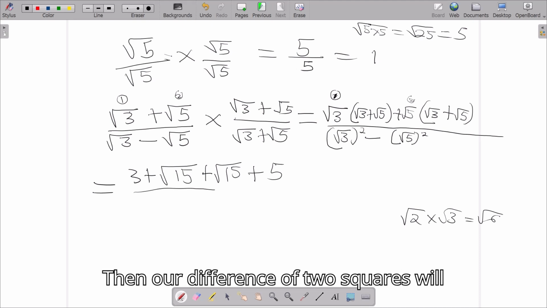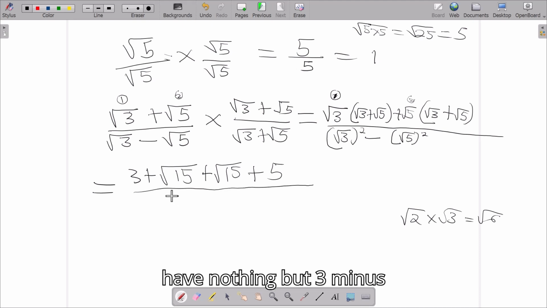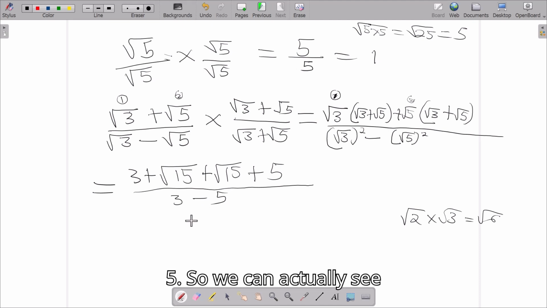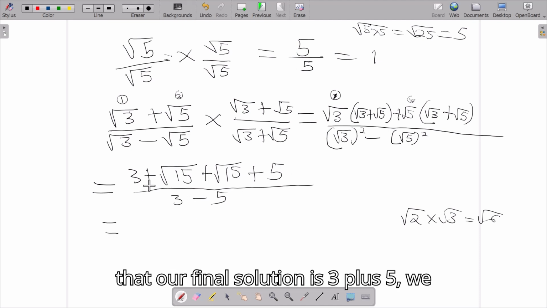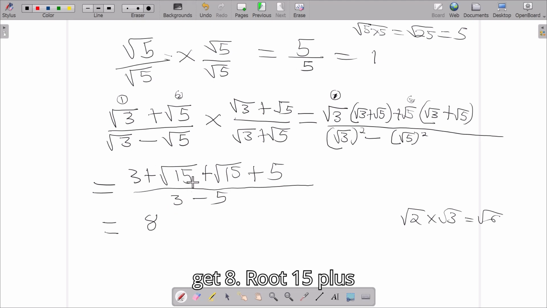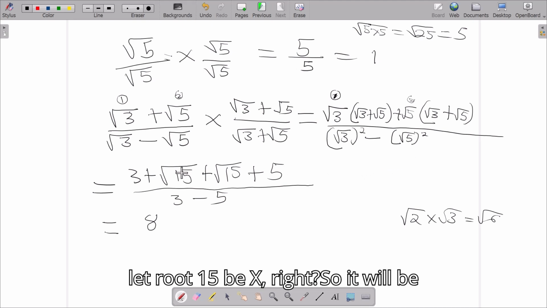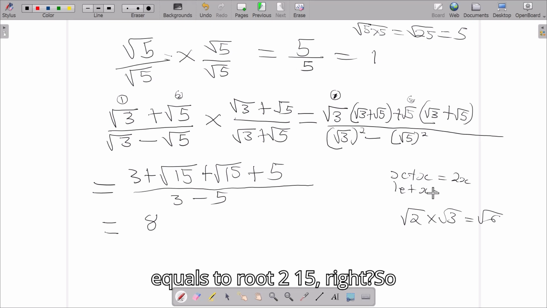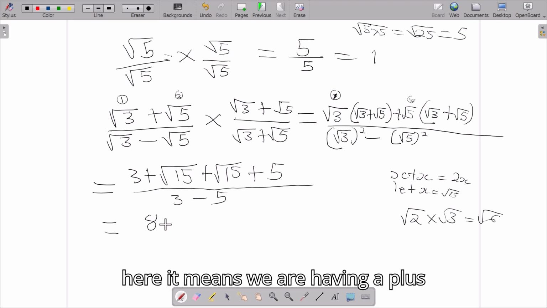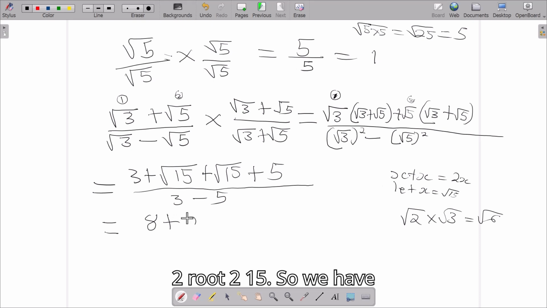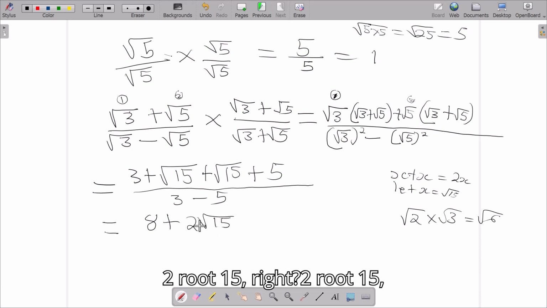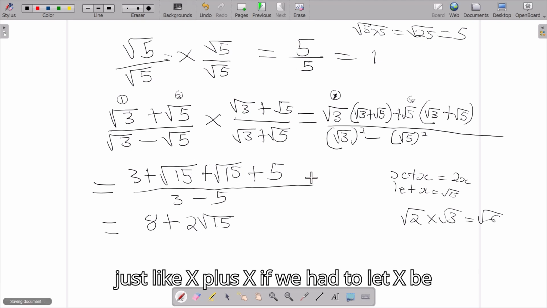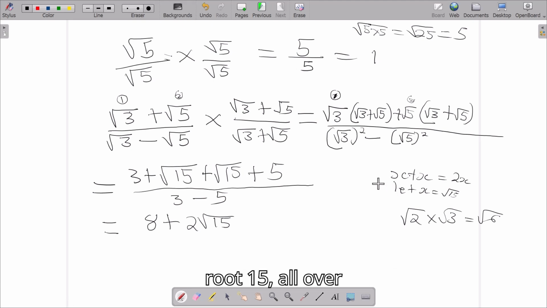Then our difference of two squares will have nothing but 3 minus 5. So we can actually see that our final solution is 3 plus 5, we get 8. Root 15 plus root 15, it's like let root 15 be x, right? So it will be x plus x equals 2x. If we let x equal root 15, so here it means we are having a plus 2 root 15. So we have 2 root 15, right? Just like x plus x, if we are to let x be root 15.